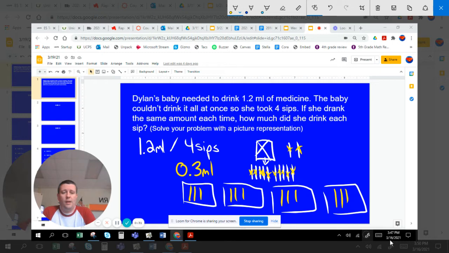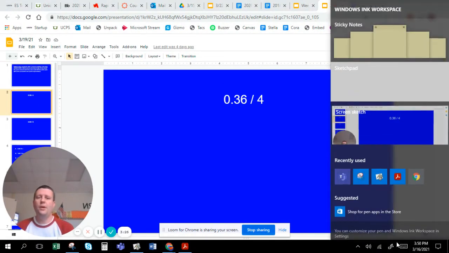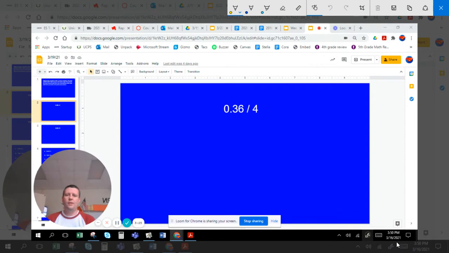A little easier, I think, than the pictures that we did before, but let's try another one just to make sure that it makes sense. So we move on to the next problem as our example. Here we have 36 hundredths, and we're dividing it into 4 groups again. So, 36 hundredths.